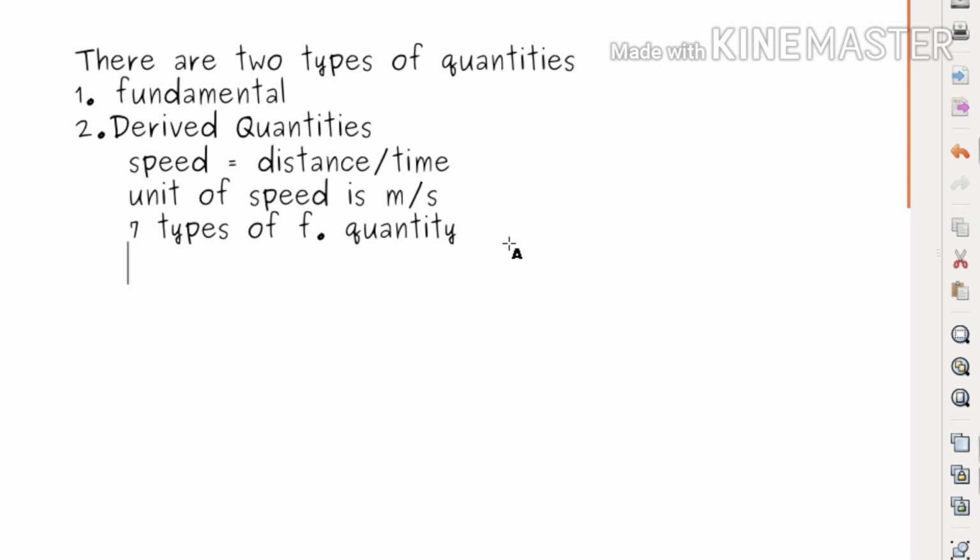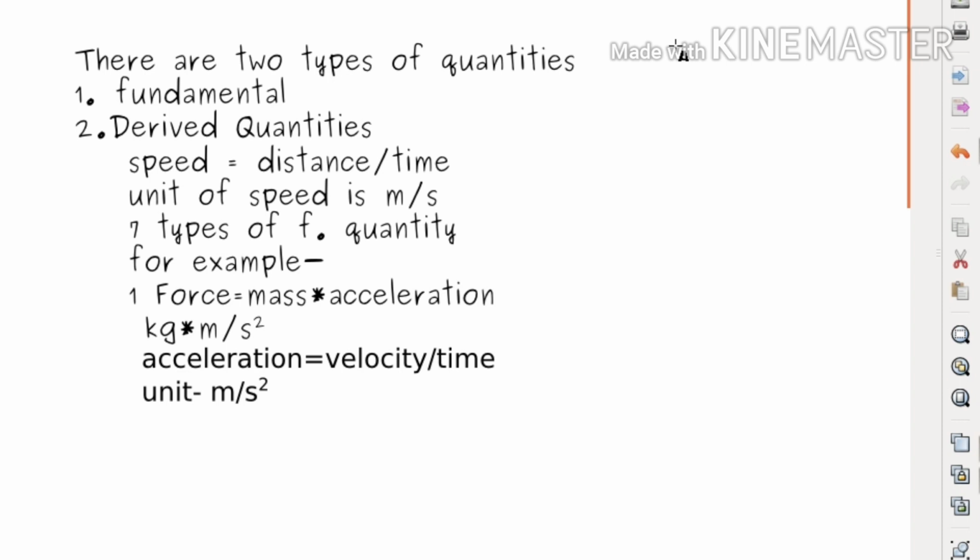So let us take the example of force equal to mass into acceleration. The unit of mass is kg, acceleration is meter per second square, so the unit becomes kg meter per second square, and we often call it Newton.